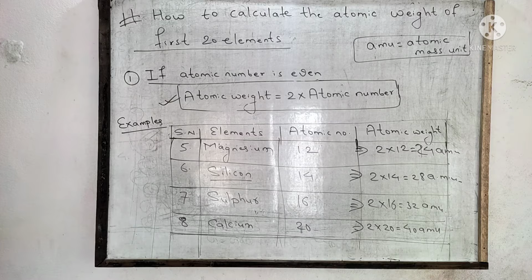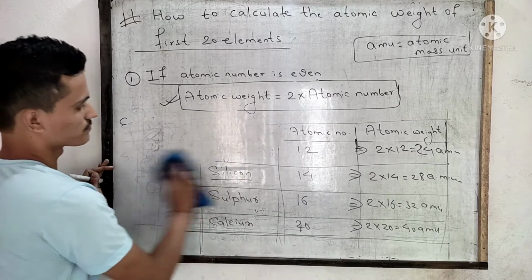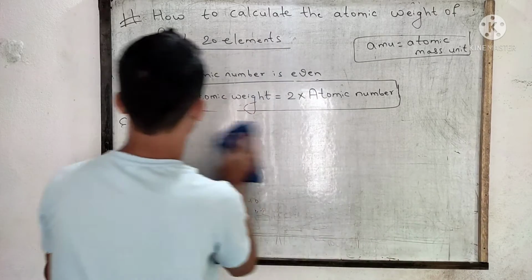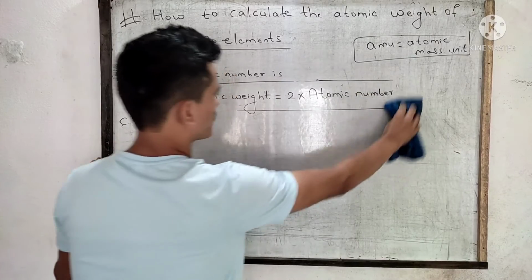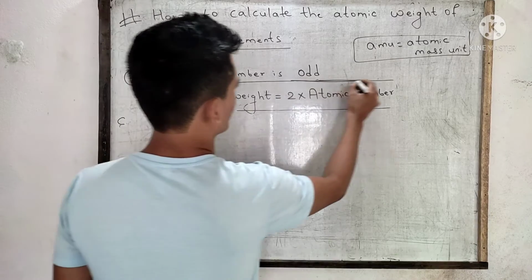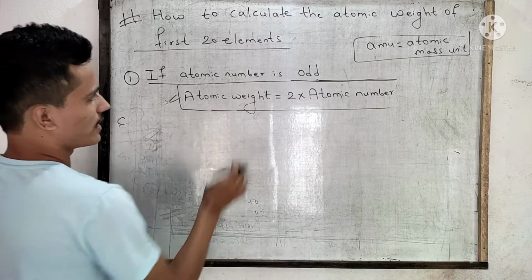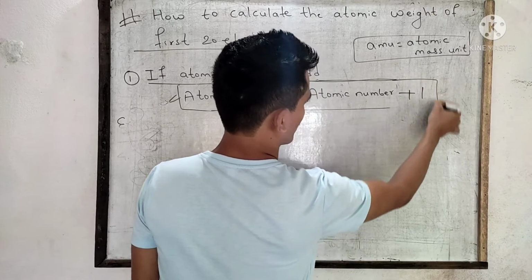Now we are going to see those elements which have an odd atomic number. Okay. Now I am going to erase this. If the atomic number is odd, we can calculate the atomic weight by using this formula: atomic weight is equal to 2 into atomic number plus 1, plus 1.